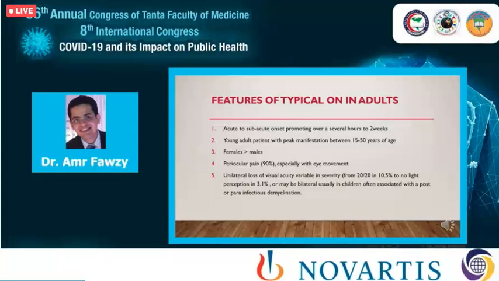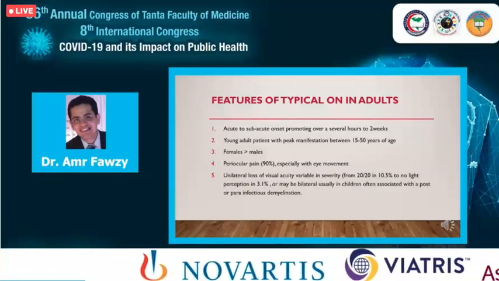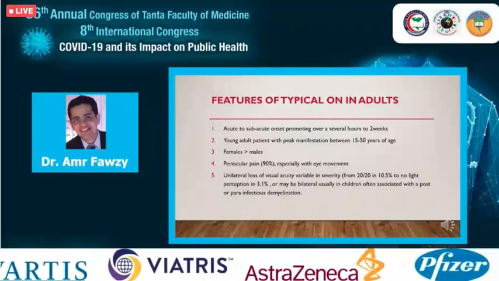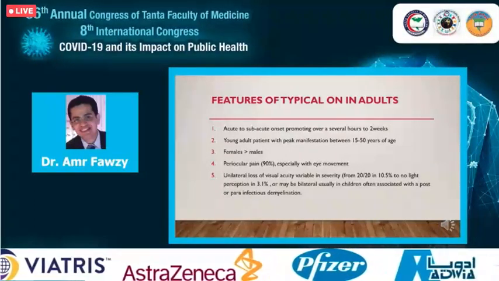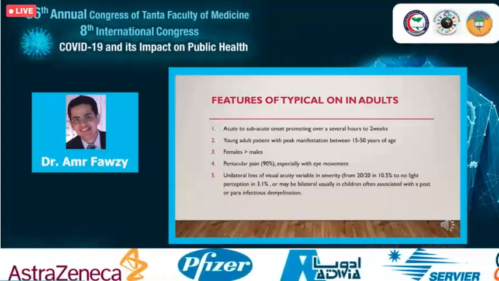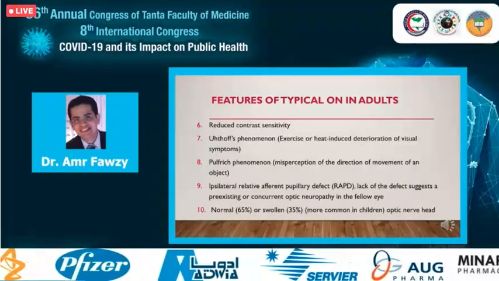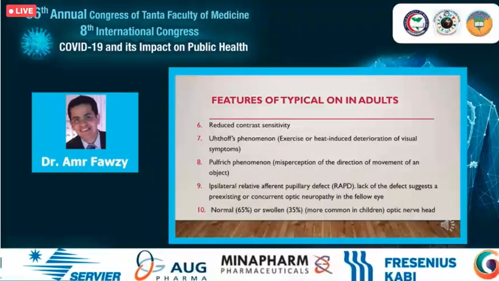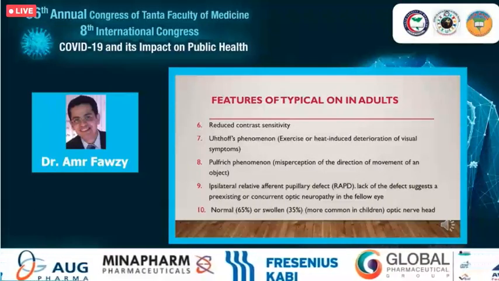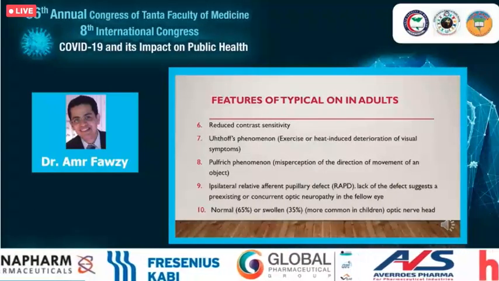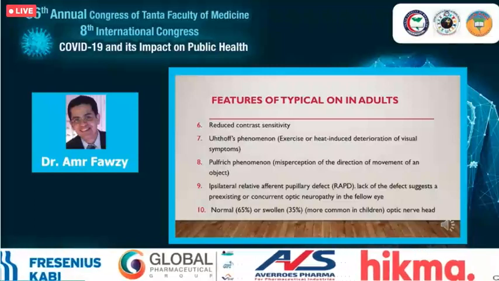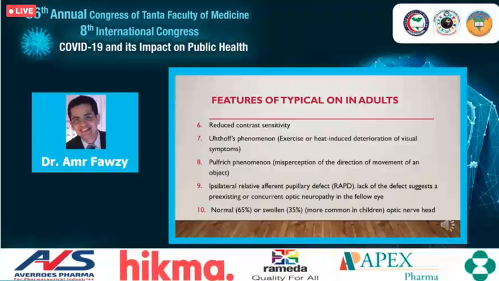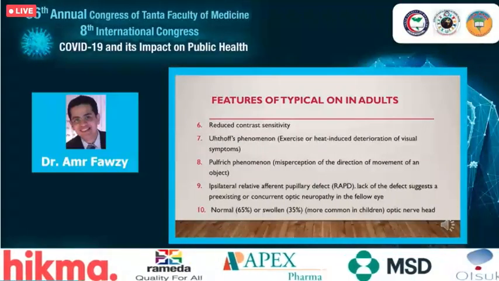Or maybe bilateral, usually in children, often associated with a post or para-infectious demyelination. Number 6, from the features of typical optic neuritis, it is reduced contrast sensitivity. Another phenomenon, which is exercise or heat-induced deterioration of visual symptoms or misperception of the direction of movement of an object.